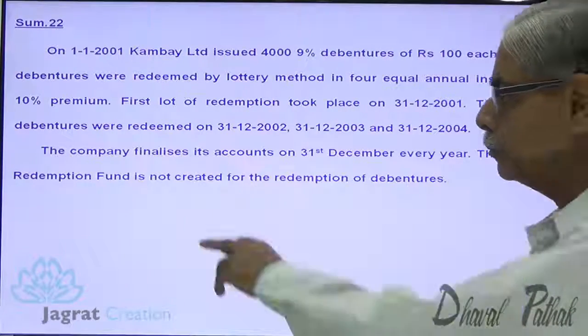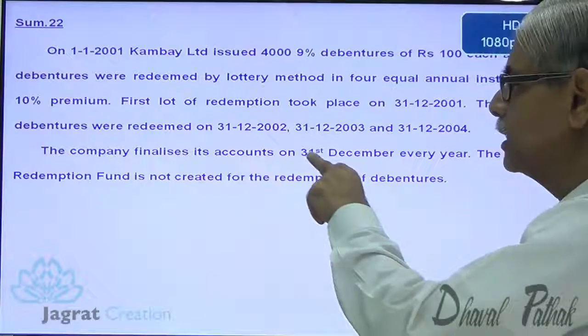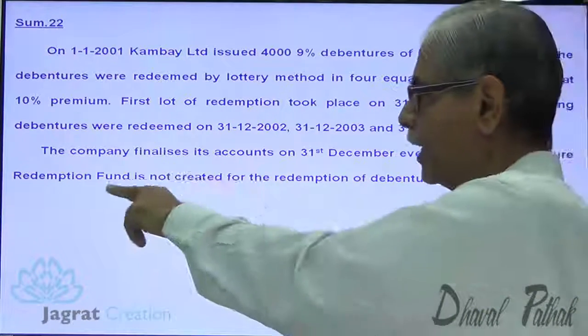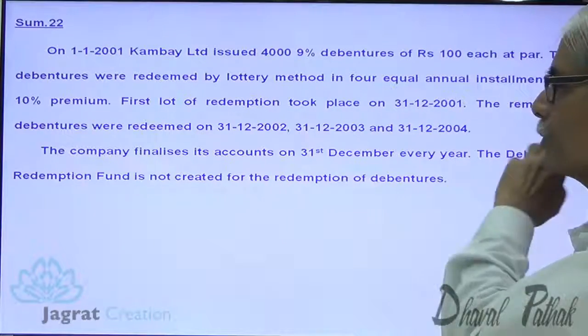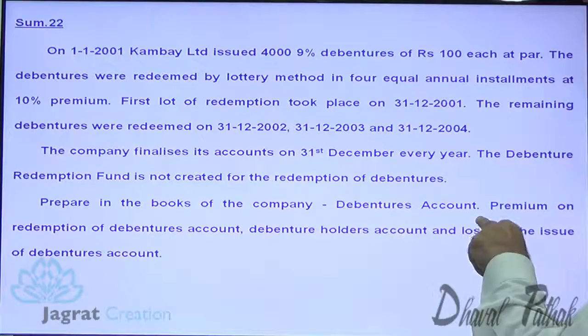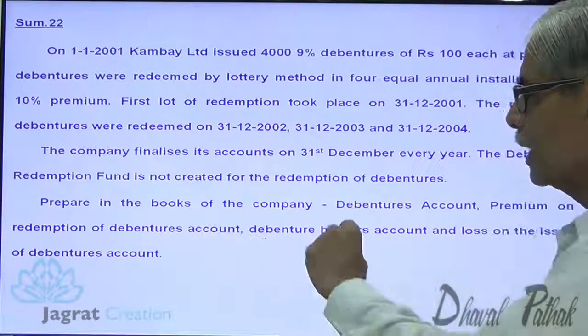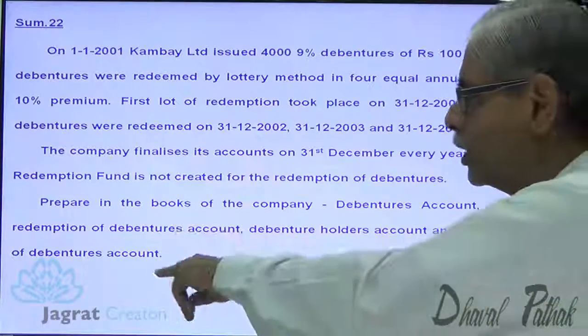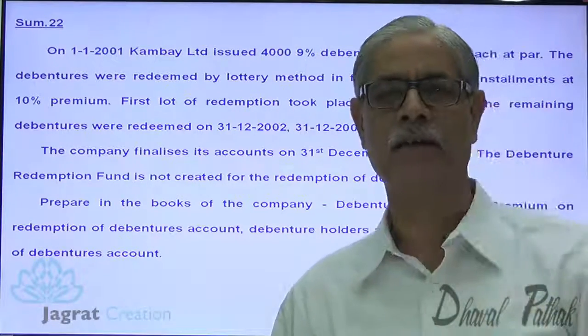Now, the company finalizes its accounts on 31st of December every year. The debenture redemption fund is not created for redemption of debentures. Prepare in the books of the company the debenture account, premium on redemption of debenture account, debenture holders account, and profit or loss on issue of debenture account. These are the various accounts that we are required to prepare.